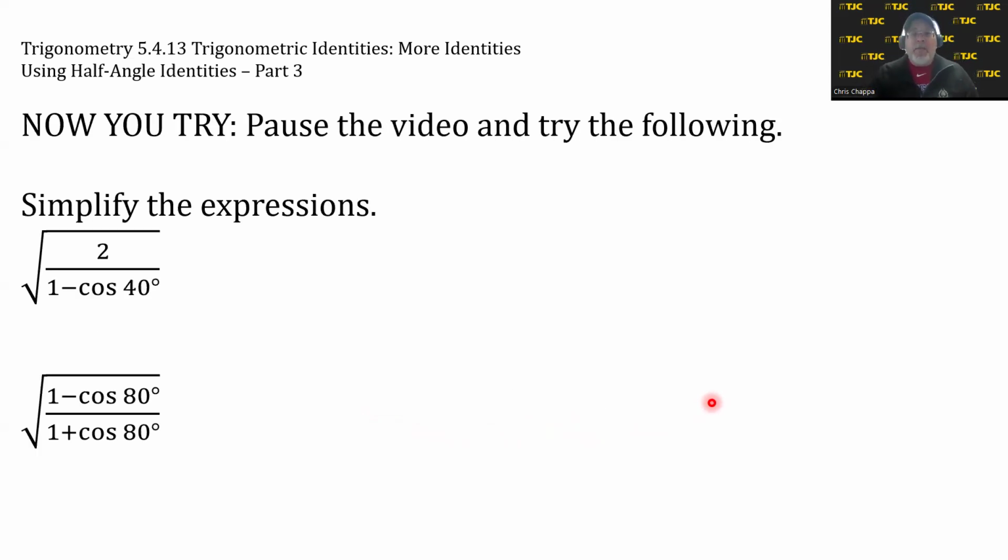Now you try. Pause the video and see if you can simplify the following expressions. We have the square root of 2 over (1 minus cosine 40 degrees). Wish that were reciprocated. And we have the square root of (1 minus cosine 80 degrees) over (1 plus cosine 80 degrees).